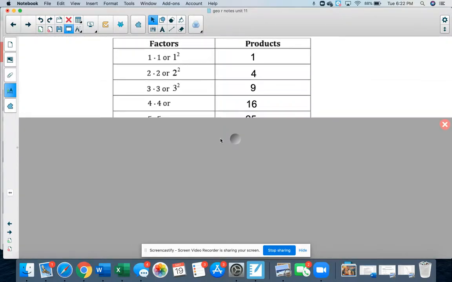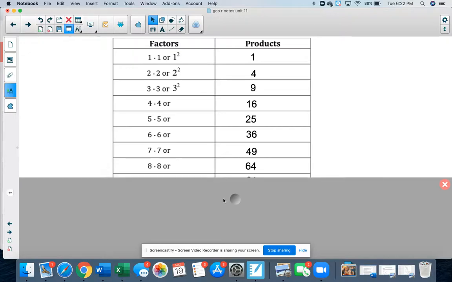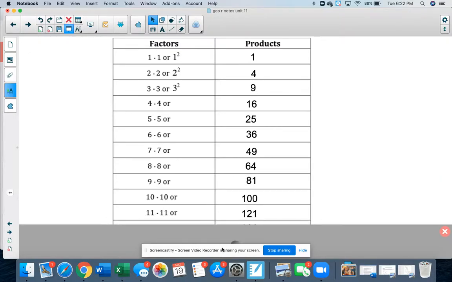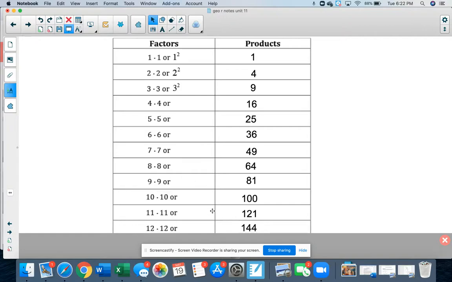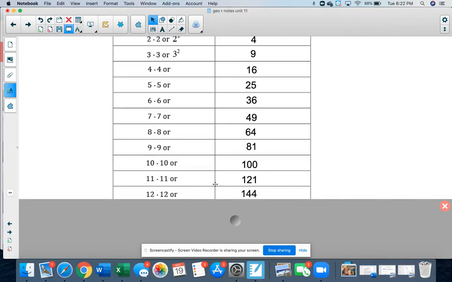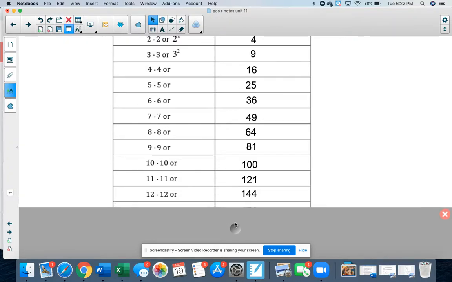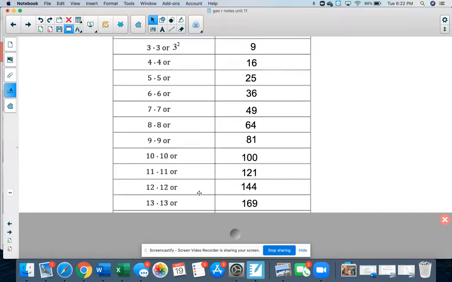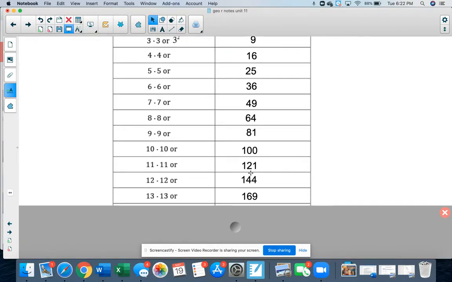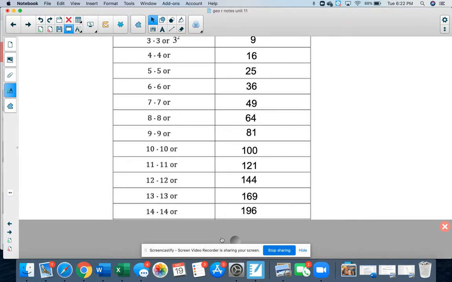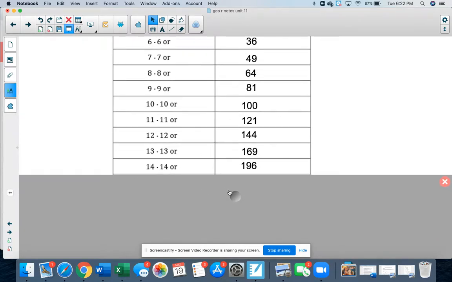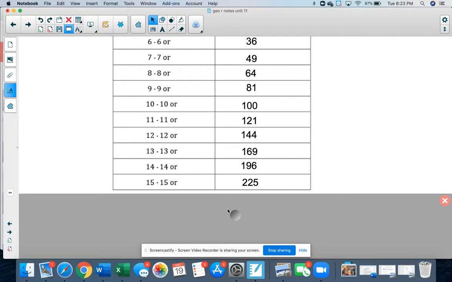Okay, so then we're looking at 3 squared is 9, 4 squared is 16, 5 squared is 25, 6 squared is 36, 7 squared is 49, 8 squared is 64, 9 squared is 81, 10 squared is 100, 11 squared is 121, 12 squared is 144, 13 squared is 169, 14 squared is 196, and the last one, 15 squared is 225. So I'd like you to be comfortable, probably at least up to 10.